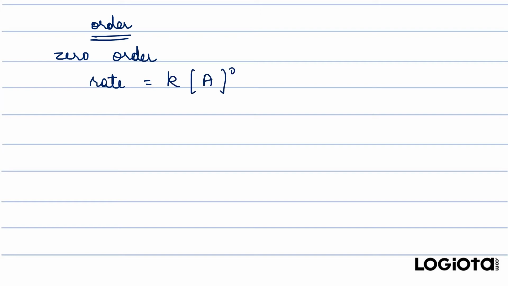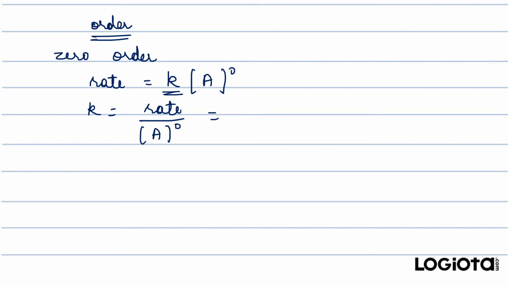The units of the rate constant depend upon the order of the reaction. If you want to know more about the order of the reaction, you can click on the card above. If the reaction is a zero order reaction, then rate equals k multiplied by A raised to the power 0, where small k is the rate constant and A is the concentration of the reactant. As it is zero order, A is raised to the power 0. So the rate constant can be written as rate upon A raised to the power 0.